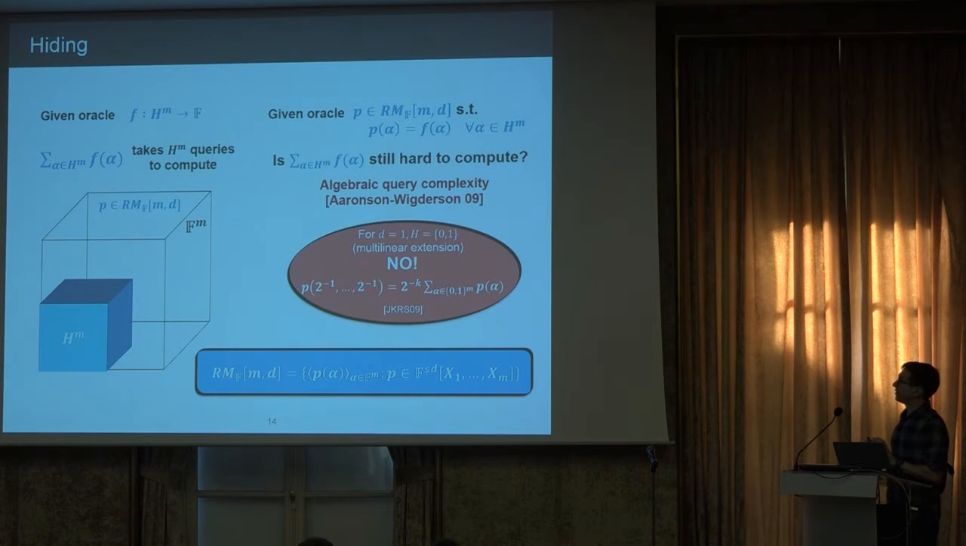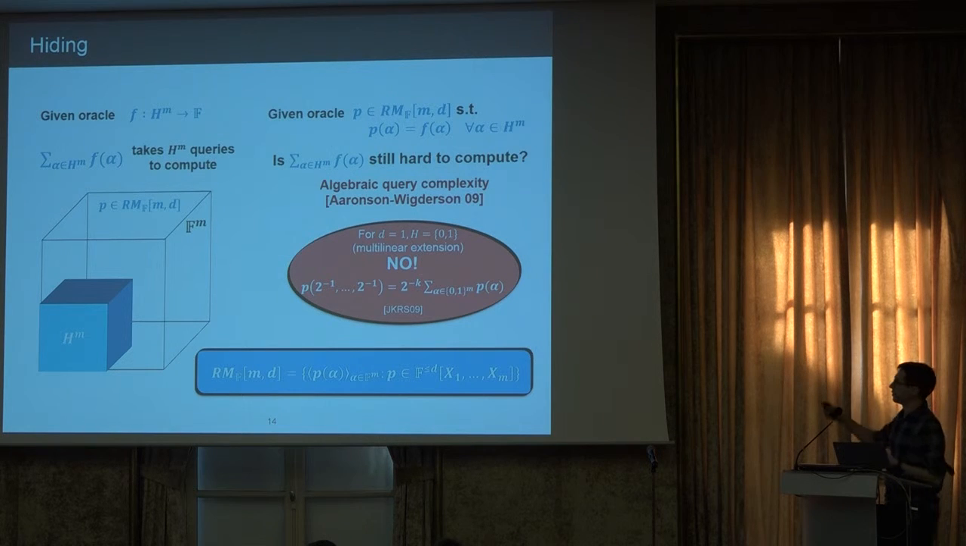And it turns out that the answer is no. The answer is no for this particular case. In the case where we take the lowest degree possible extension, and we look at the kind of 0, 1, you can also do it for other subsets, but if you take the lowest degree possible extension, then it turns out that you can learn the value in one query.